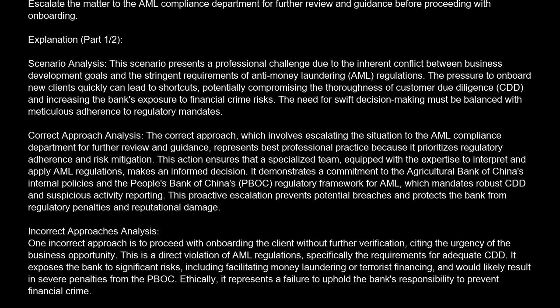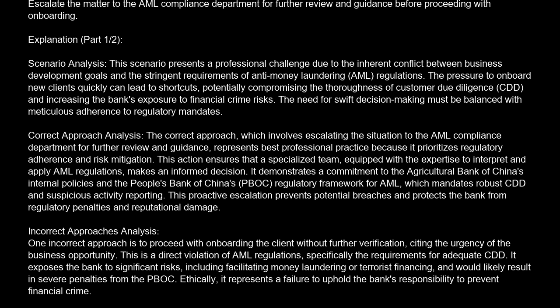decision. It demonstrates a commitment to the Agricultural Bank of China's internal policies and the People's Bank of China's (PBOC) regulatory framework for AML, which mandates robust CDD and suspicious activity reporting. This proactive escalation prevents potential breaches and protects the bank from regulatory penalties and reputational damage.